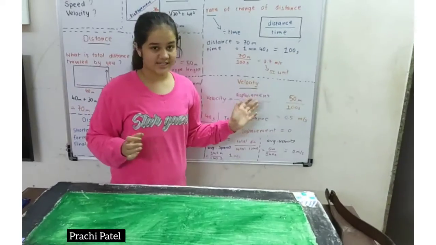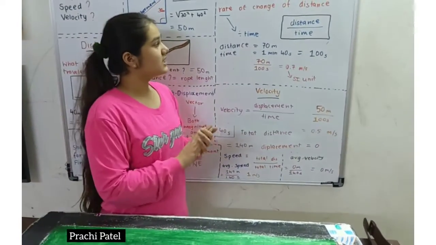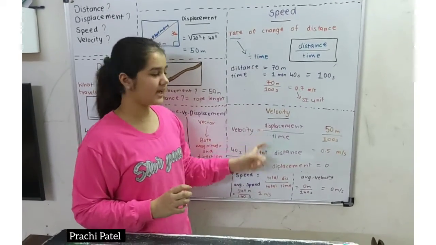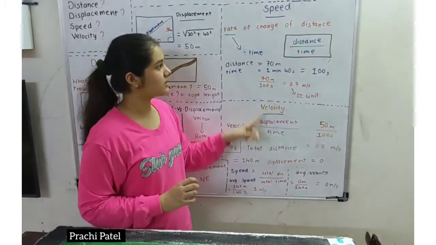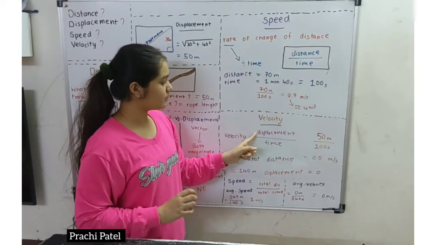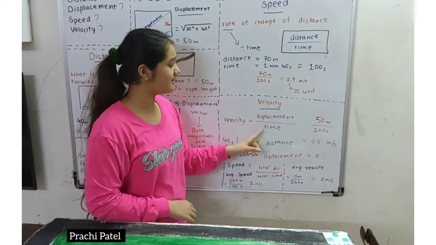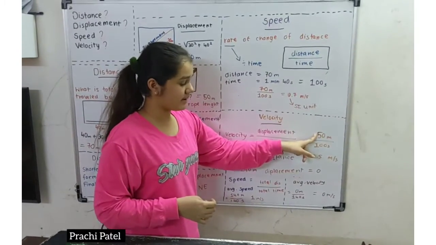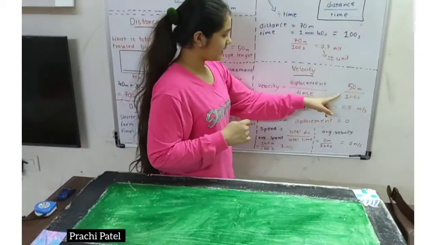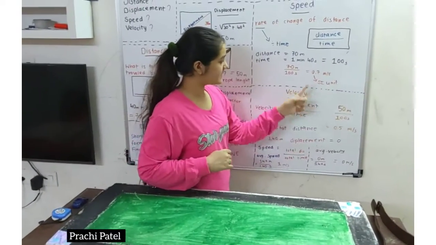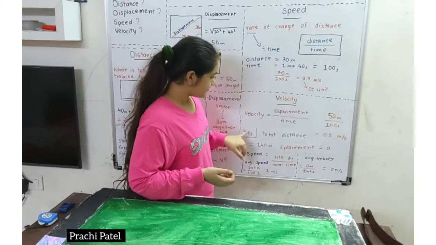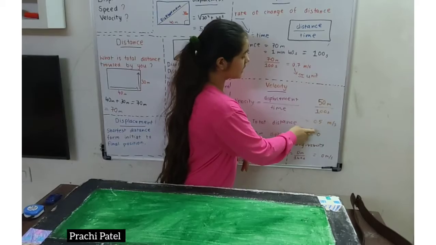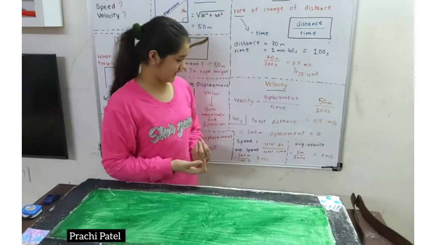Now let's find the velocity. In velocity, it is the same kind of thing, but here we had distance and now we have displacement, and both are divided by the time. You can see over here we have distance divided by time, and over here displacement divided by time. Our displacement is 50 meters, which we calculated, and 100 seconds is the time we took. When we divide it, we get 0.5 meter per second.